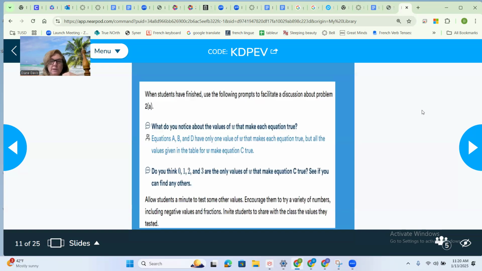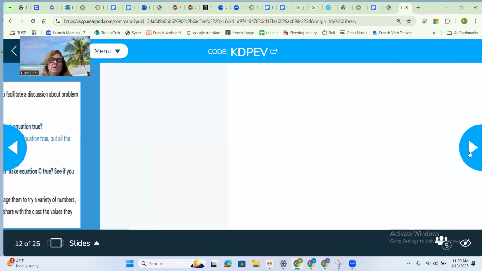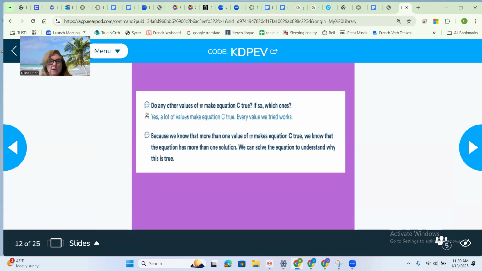When students have finished, use the following prompts. What do you notice about the values of W that make each sentence true? Equations A, B, and D have only one value of W that makes each equation true, but all the values given in the table make C true. We already noticed that. Do any values of W make C true? If so, which ones? Yes, a lot of the values did, right?